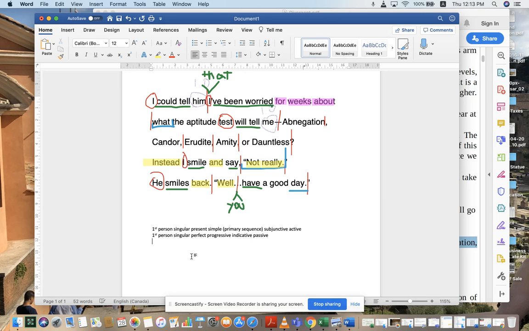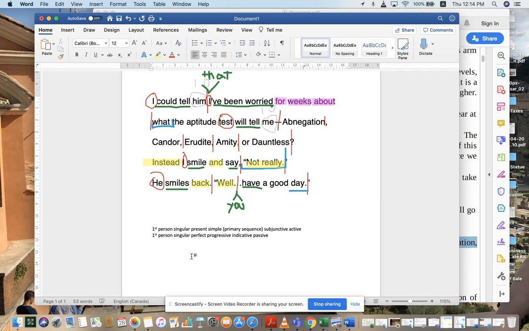Okay. Now, notice this really awesome contrast between the present simple and the perfect progressive. Why is the narrator using a perfect tense? Remember, we talked about the perfect of happening just now. In other words, the narrator is saying that I could tell him that up until this very moment, I have been worried for weeks about the aptitude test.